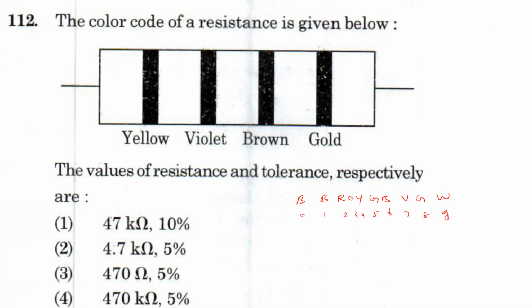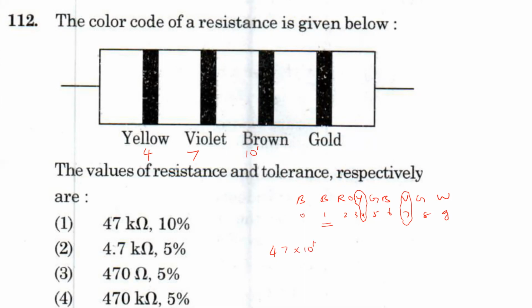Now this is yellow. In the yellow place, what is there? 4 is there. And violet is there. In the violet place, what is there? 7 is there. That means we have to write 4 for yellow and 7 for violet. Brown place, 1 is there, so we write 10 power 1. So 4 7 into 10 power 1.